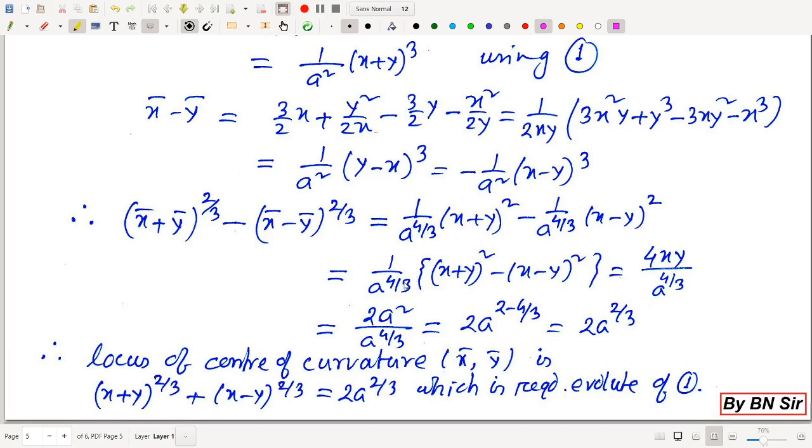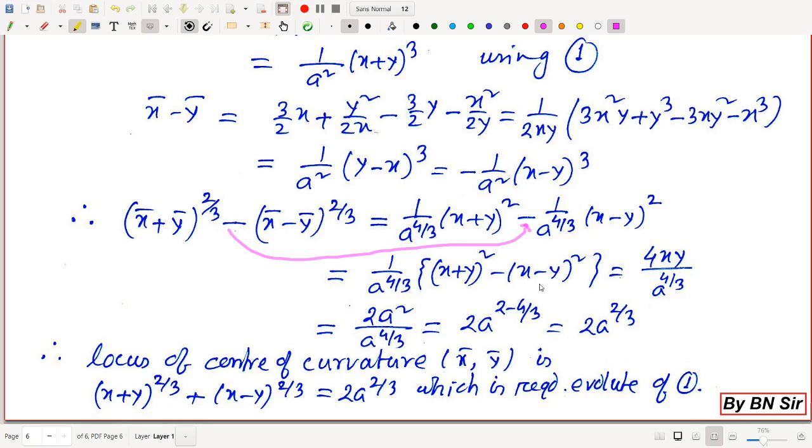Taking 1 by a to the power 4 by 3 common, what do we get? (x plus y) whole thing square minus (x minus y) whole thing square. Okay, if we square it, 2 by 3 means if we square it, this minus sign will go. That's why this minus sign is there. It is already minus, you can see, but when we raise it to the power 2 by 3, it will become plus. That's why here it is 1 by a to the power 4 by 3, (x minus y) to the power 2, but this minus sign is that minus sign, whatever is given.